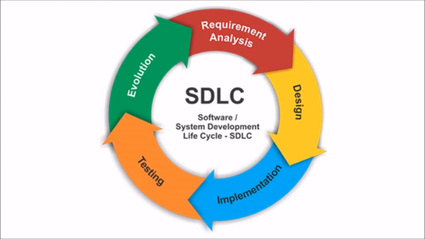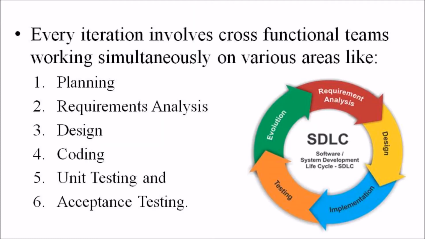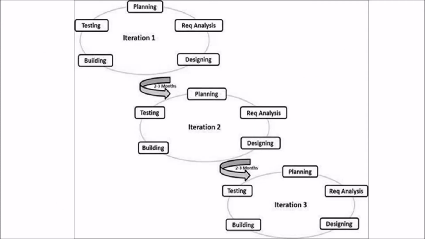Agile methods break the product into small incremental builds. These builds are provided in iterations. Each iteration typically lasts from about 1 to 3 weeks. Every iteration involves cross-functional teams working simultaneously on various areas like planning, requirement analysis, design, coding, unit testing, and acceptance testing. At the end of each iteration, a working product is displayed to the customer and important stakeholders, and the feedback is collected from these persons.